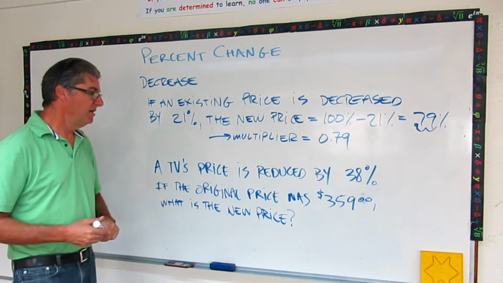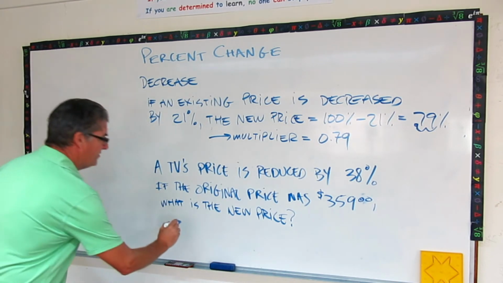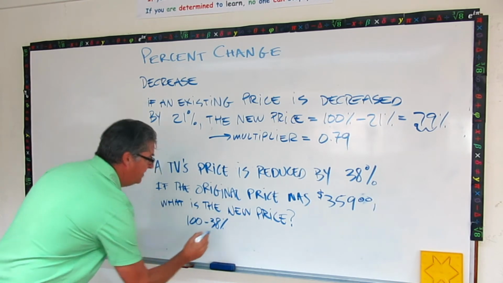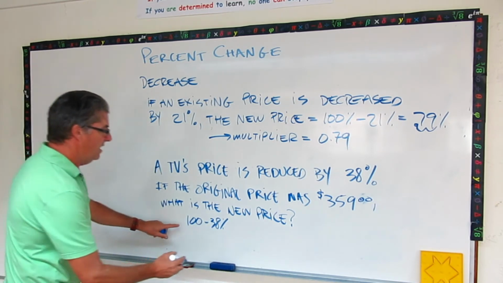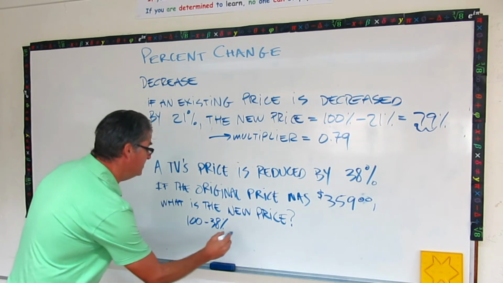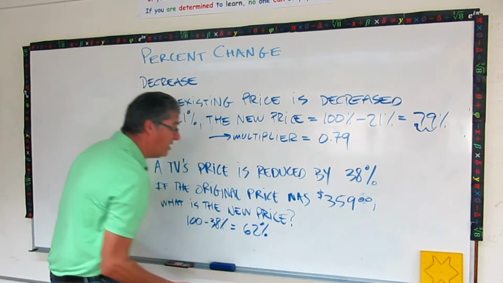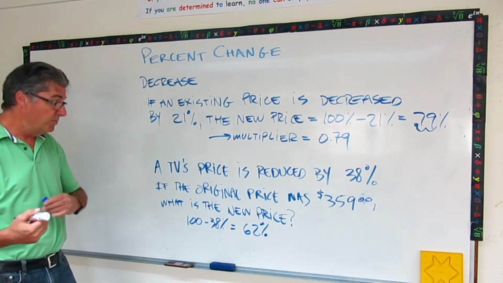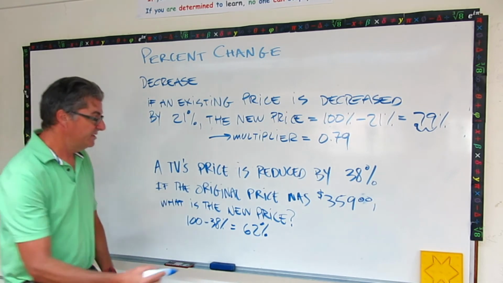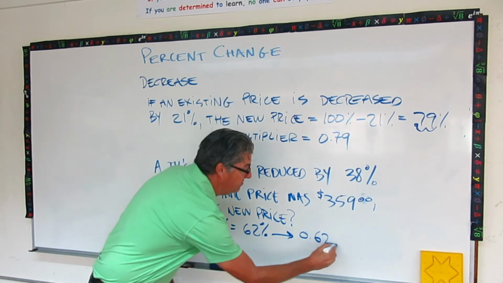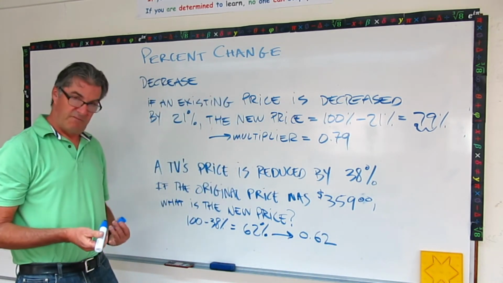Okay, let's see how you did. First off, to get the multiplier, we have to do 100 minus 38%, and that's going to give us 62%. So the new price of that TV is going to be 62% of the old price. To get the multiplier, that's 0.62.